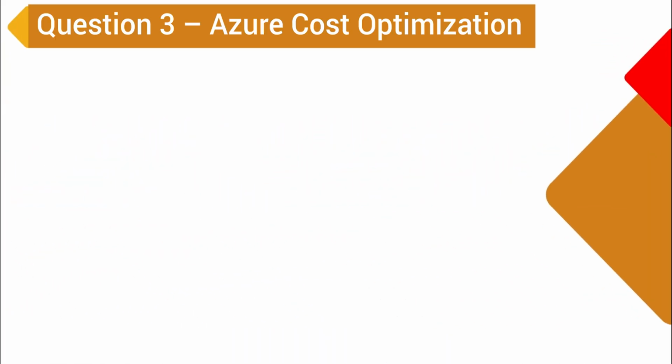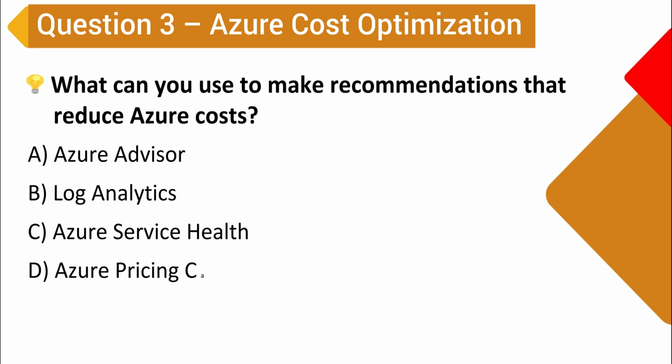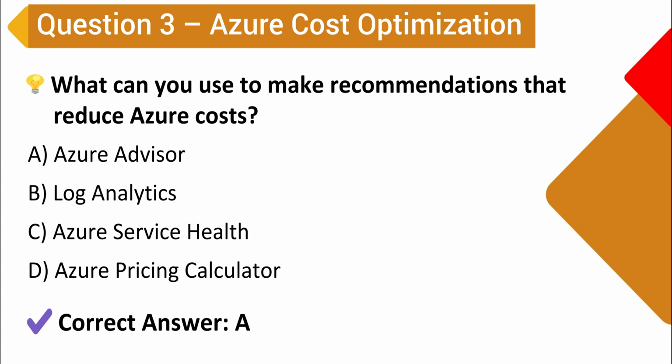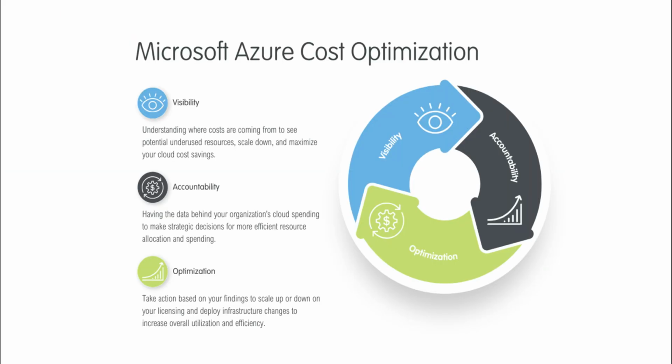Managing costs is a major focus of the Microsoft Azure Fundamentals exam. What can you use to make recommendations that reduce Azure costs? A. Azure Advisor. B. Log Analytics. C. Azure Service Health. D. The Azure Pricing Calculator. The correct answer is A. Azure Advisor helps you identify unused resources, optimize workloads, and lower costs. If you want to save money in Azure, this is an essential tool to know.